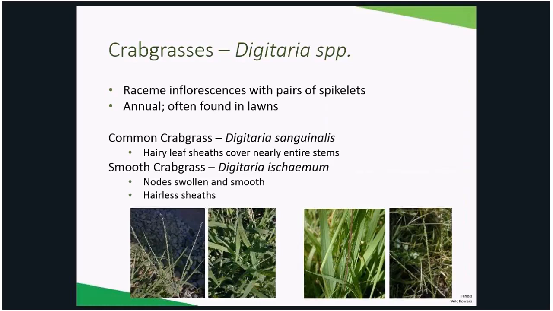There are two main types of crabgrasses, common and smooth, and the easiest way to tell them apart is that smooth does not have hairs and common does. Okay, and you can see it's identifying the hairy parts as the leaf sheaths. So again, that's the part of the grass where the leaf comes and hugs the stem. That's the part where you're going to look for if there are hairs or if there aren't hairs. If there are, then it's common. If there aren't, then it's smooth. So that's a pretty easy characteristic to distinguish between the two crabgrasses.